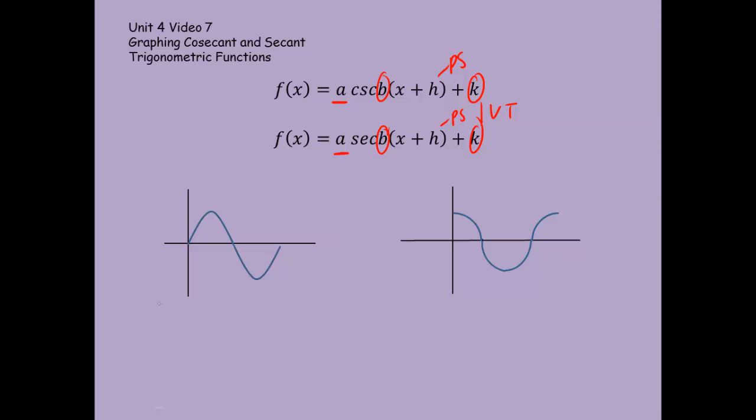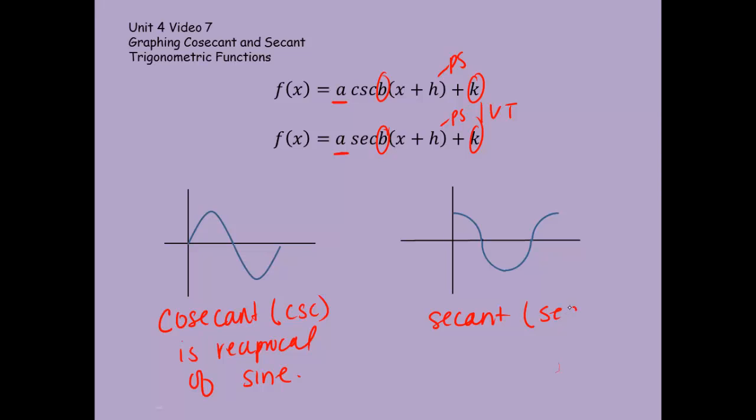What's really important is that we remember that cosecant, abbreviated CSC, is the reciprocal of sine. Extremely important that we remember which one is a reciprocal of which. And that our secant, abbreviated SEC, is the reciprocal of cosine.